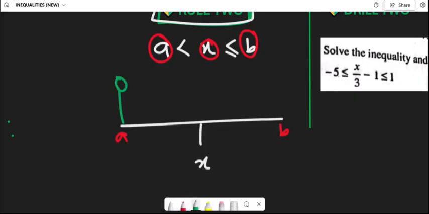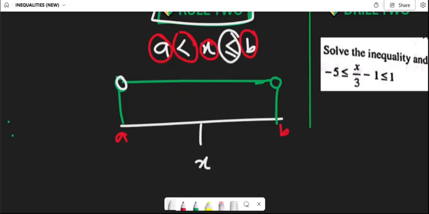Then at this side, connecting to b, then I have that. But for this case, because here is just ordinary less than, I only have it as just a circle without shading it. But in this case, it is less than or equals to. So that means I need to shade it.